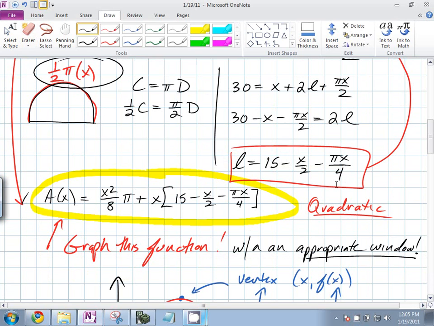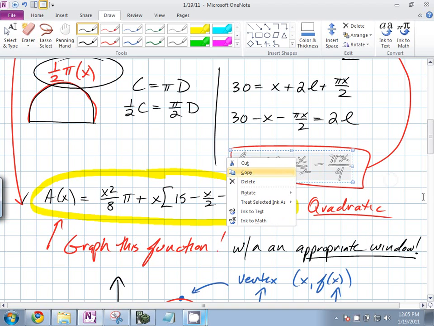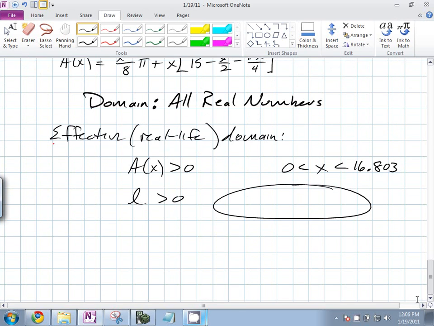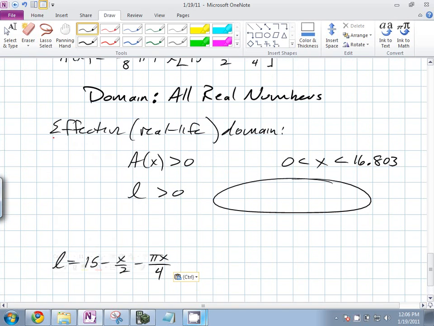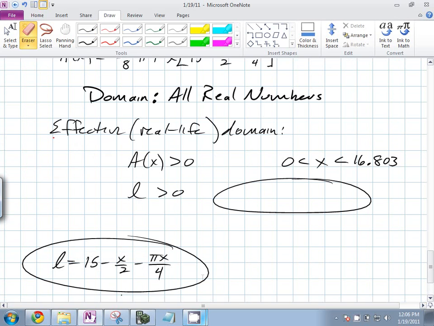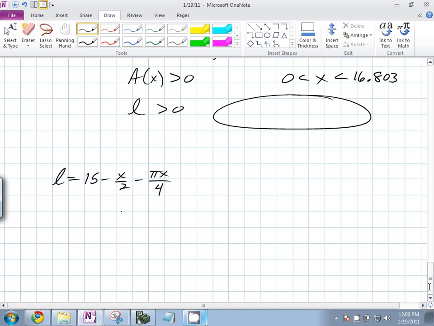What type of function is that? Anybody know? Here's our function. We know L has to be greater than 0. What type of function is this? Is it a quadratic? So what is it? It's a linear function.